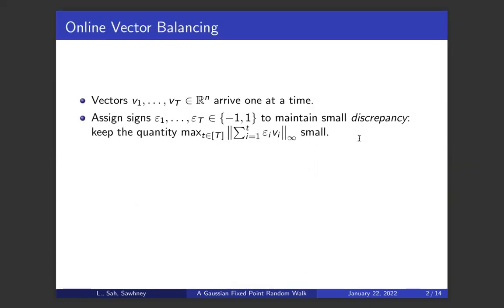The key notion that we're going to be concerned with in this talk is the problem of online vector balancing. In this problem, there's vectors v1 through vt in n dimensions, which arrive one at a time. When a vector arrives, we want to assign it a sign, which is either plus or minus 1, and maintain a small discrepancy. In other words, we wish to keep the quantity max over all times t of the L infinity norm of the signed partial sum up to time t small.